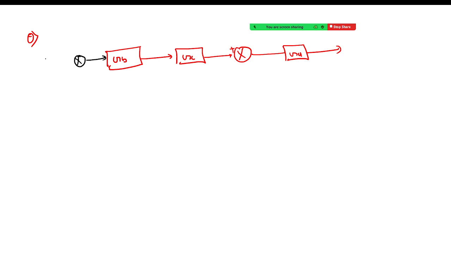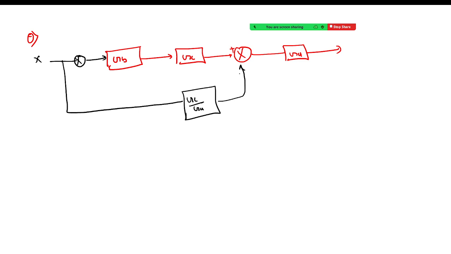So this one is there, and this one is your x, that is your input, and there is this kind of thing here. There is a transfer function GC divided by GA, and that is going here. That is again positive. So this is GA, this is y. So we have to calculate the value of y divided by x. Fine. So how can I calculate?